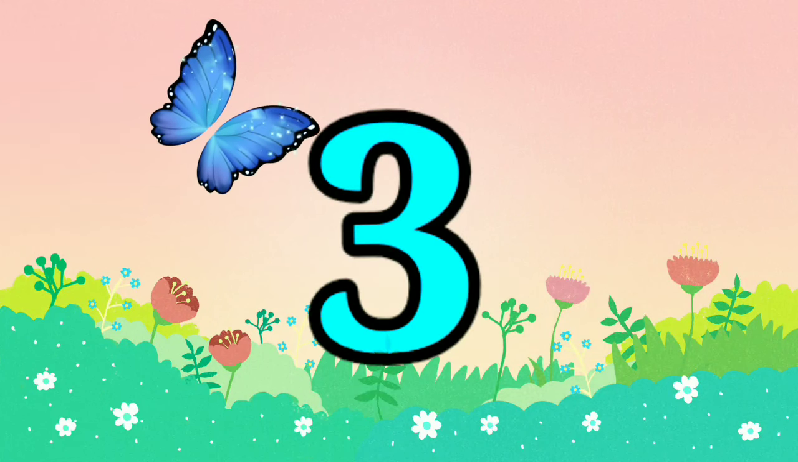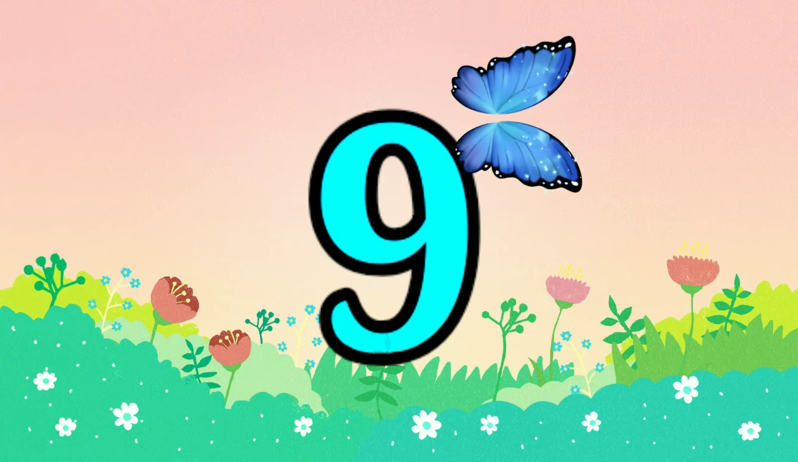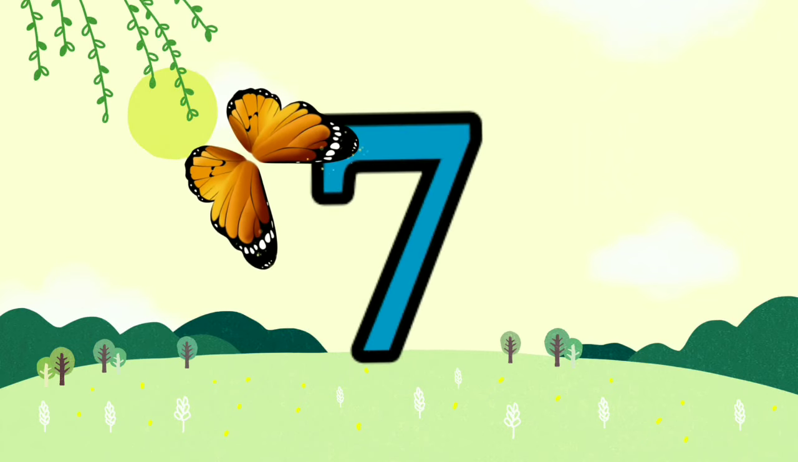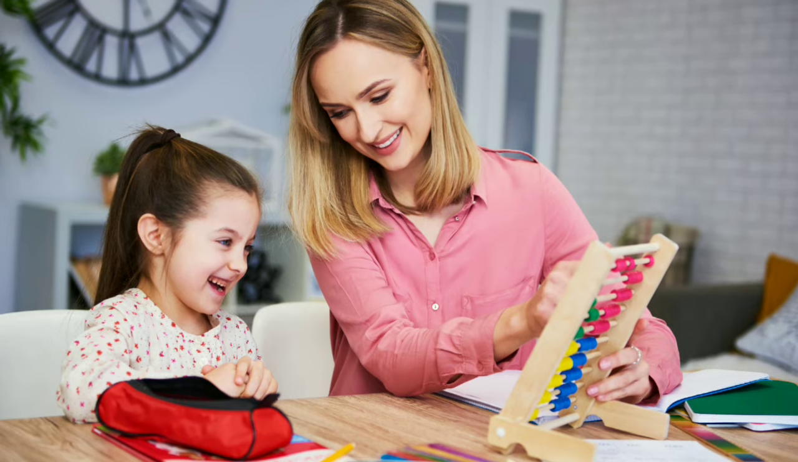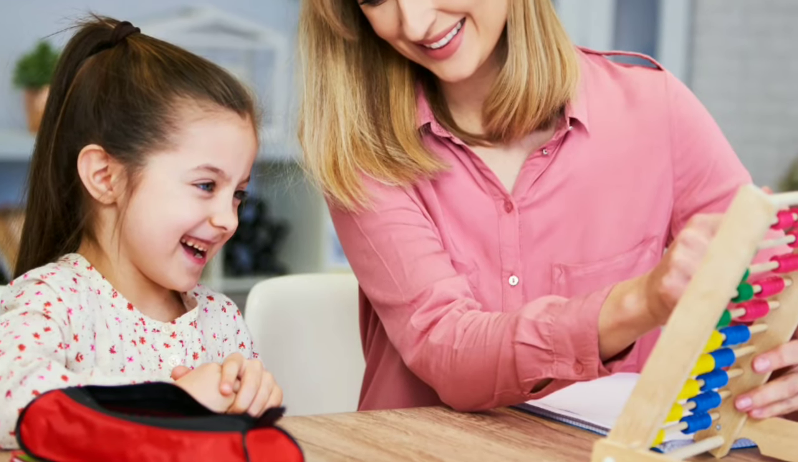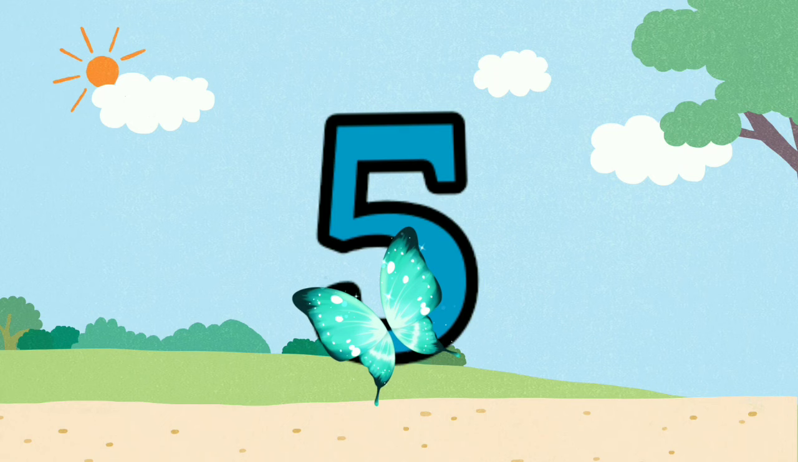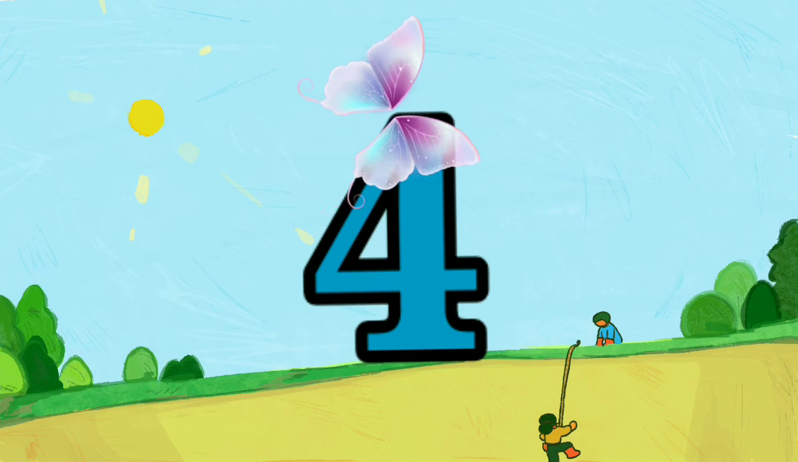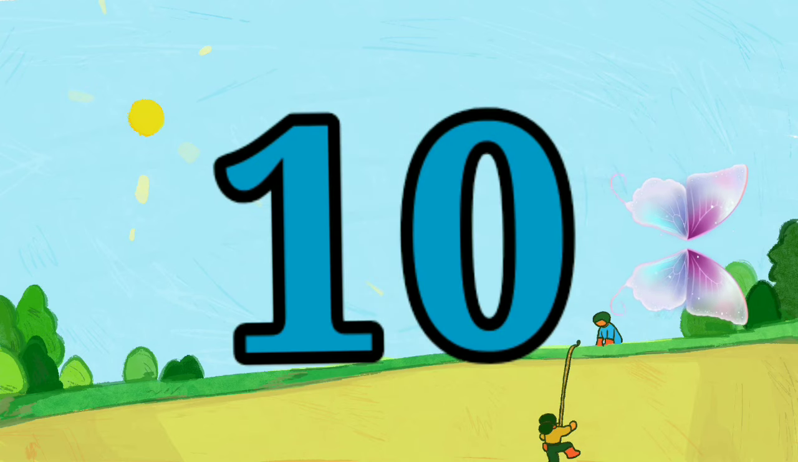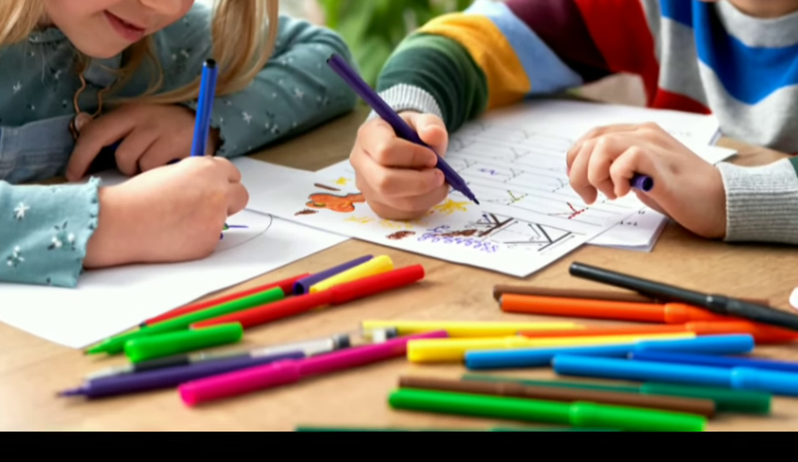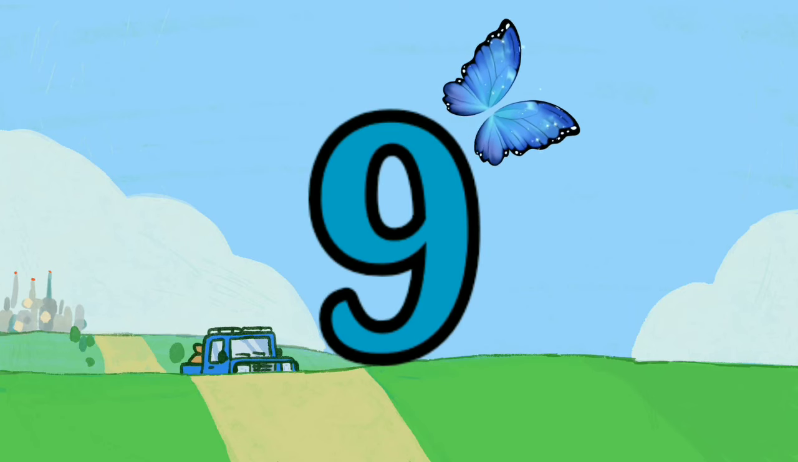One, two, three, four, five, six, seven, eight, nine, and ten. You and I, my friend, we can count to ten. One, two, three, four, five, six, seven, eight, nine, ten.